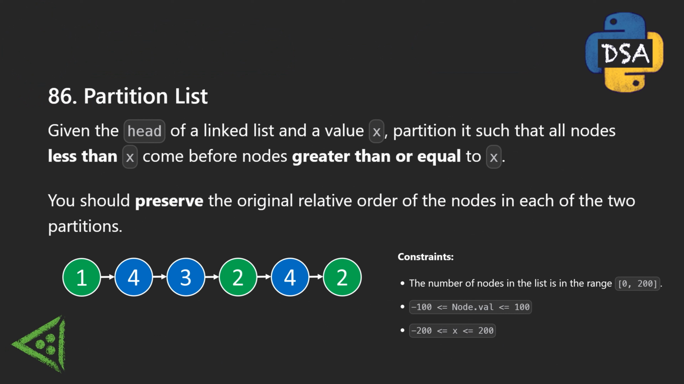Given the head of a linked list and a value x, we want to partition it such that all the values less than x are at the beginning of the list. Additionally, we'll need to keep the relative order of the nodes. Let's begin with the linked list.